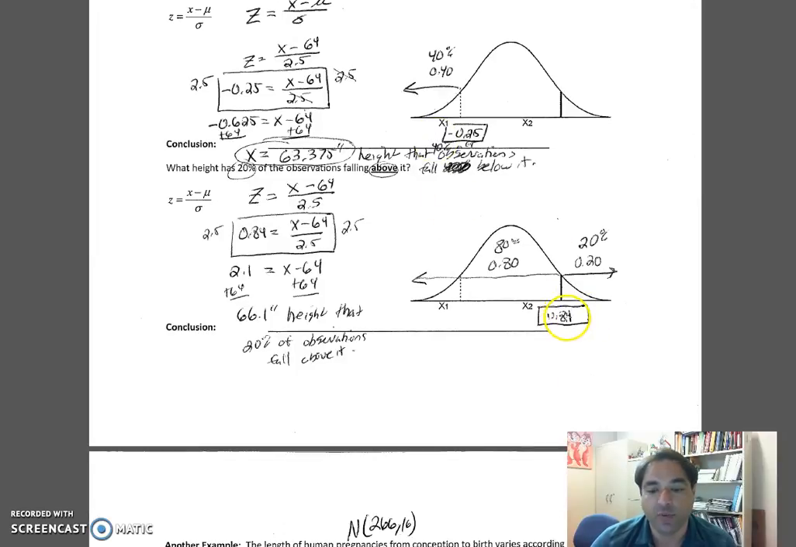So once you find the z-score is 0.84, you put it in for z. We have everything except for x, so I multiply both sides by 2.5, which leaves us with 2.1 equals x minus 64. Add 64 to both sides, we get 66.1 inches. So the height that has 20% of the observations falling above it is 66.1 inches. So if you are 66.1 inches, 5'6", let's say, then 20% of women are taller than you and 80% of women are shorter than you.